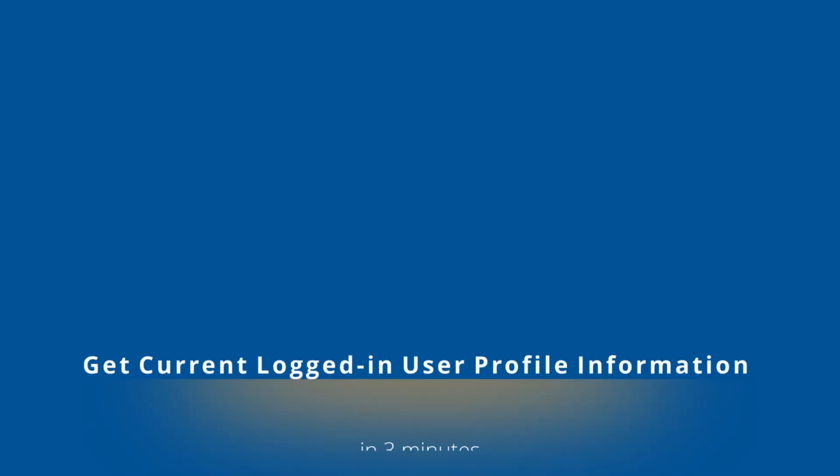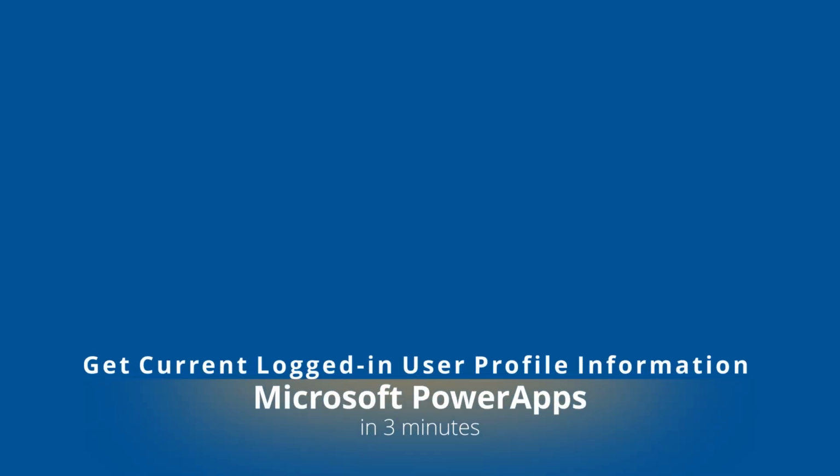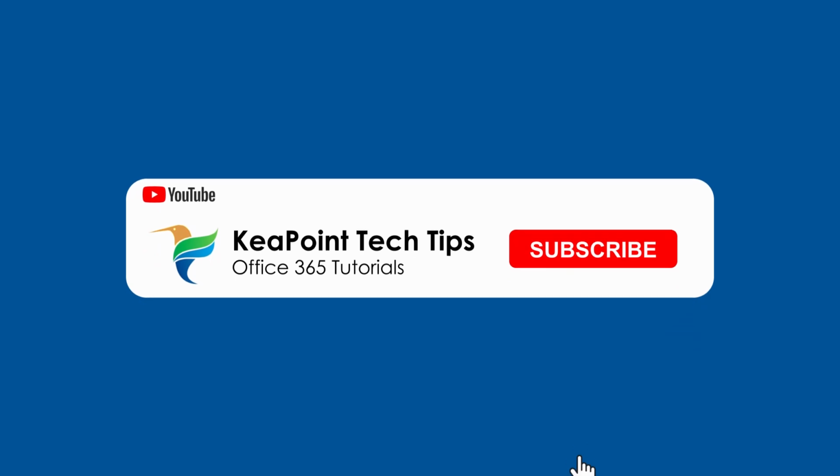Hello folks, welcome back. In this PowerApps demo, I'm showing how to get current logged in user profile information, for example, department, job title, and office location. Stay till the end and let's jump right into it.